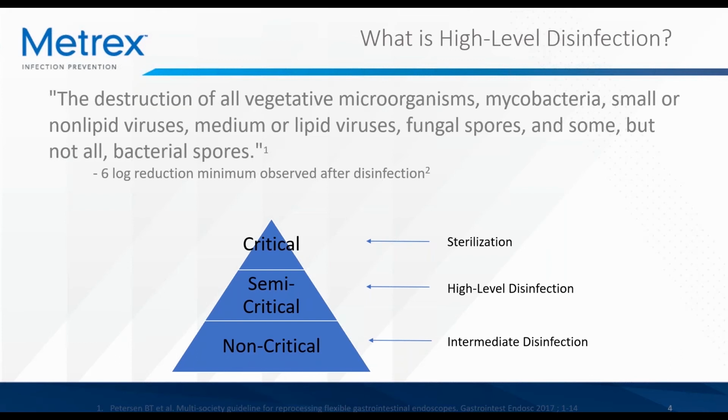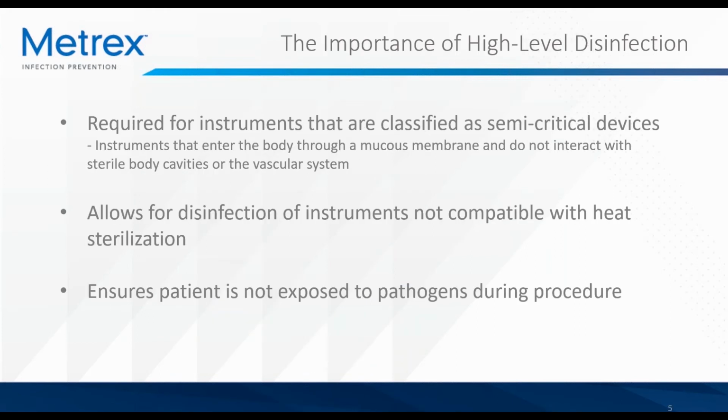At the top of the pyramid, we have critical items. Critical items, like surgical instrumentation, for example, are items that come into contact with sterile tissue or enter the vascular system. With these items, there is a very high risk of infection, so critical items require sterilization. The focus of today's webinar is high-level disinfection, which again is defined as the destruction of all microbial life with the exception of some bacterial spores.